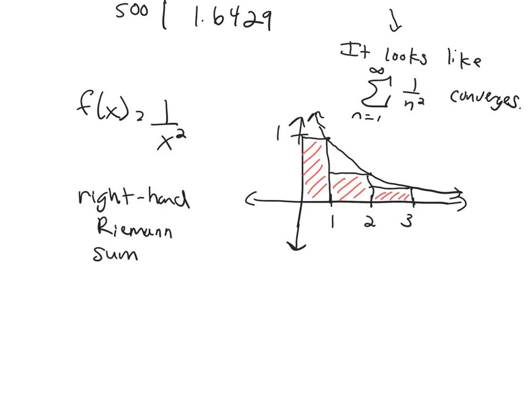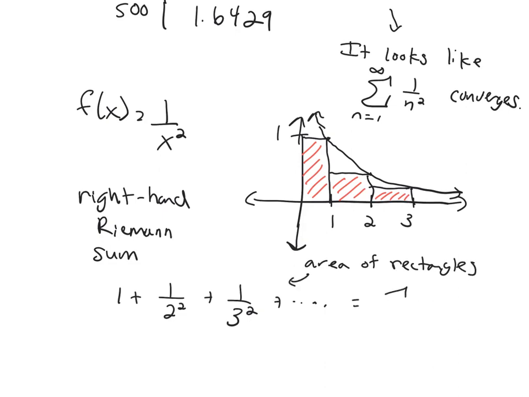So what's the width of each one of my rectangles? 1. And then the height comes from my function, right, where I plug in my right endpoint. So the first one, it's 1. The second one, I plugged in 2 into my function, 1 over 2 squared, 1 over 3 squared, and so forth. All right, so this is the area of my rectangles. But this is also my series that I was interested in.